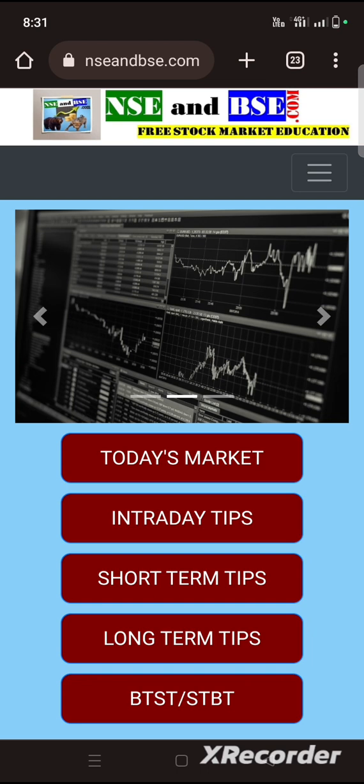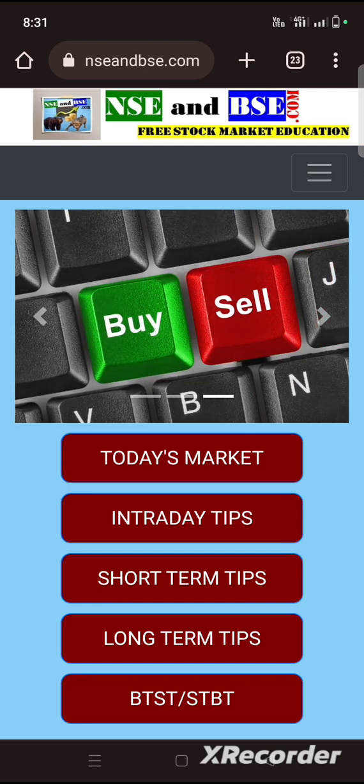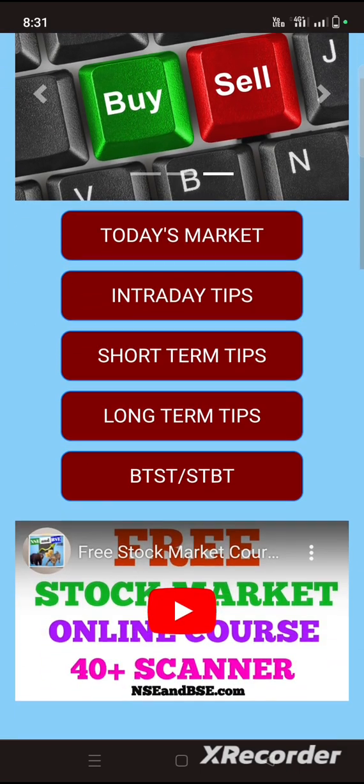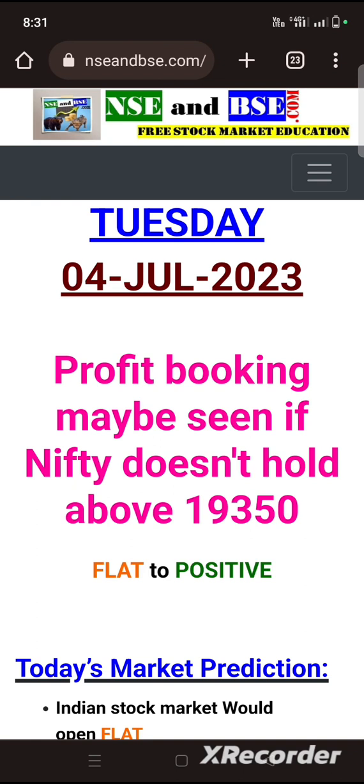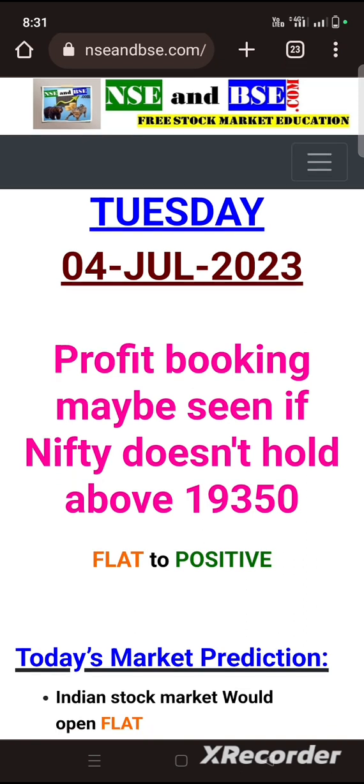So first go to NSE and BSE.com. From here I check today's market prediction. Usually this website provides it between 8:25 and 8:30. Here we can see what the news is, what the positives and negatives are, and what the sentiments are that today's market is going to see. All this information is covered in this website.